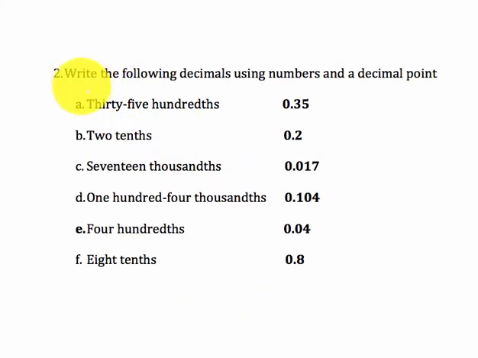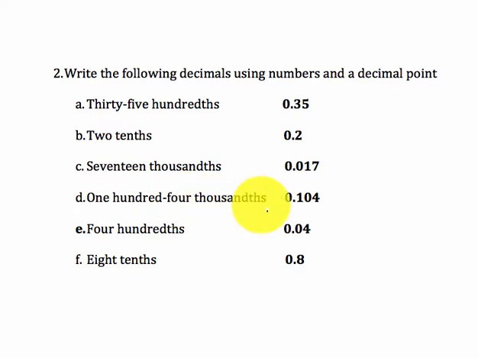Question 2 says, write the following decimals using numbers and a decimal point. So I've got the words here, and I need to write the decimals using numbers over here. So 35 hundredths is 0.35, because I want the 35 to end up in the hundredths column. Remember, the hundredths column is the second one from the right of the decimal. 2 tenths, 0.2, where the 2 ends up in the tenths column. 17 thousandths, I want the 17 to end in the thousandths column, so I need to put a 0 in the tenths, a 1 in the hundredths, and a 7 in the thousandths.